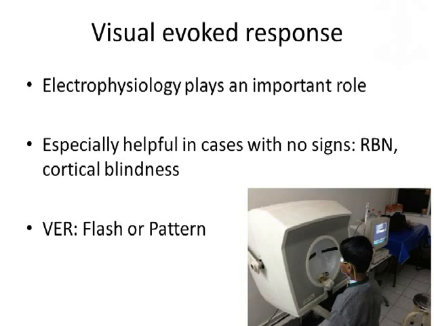The VER, which will be discussed in more detail in another talk, is an important electrophysiological test, which could be flash or pattern, and it's very important because it gives you an idea of the integrity of the visual system as a whole, right from the optic nerves up to the cortex.